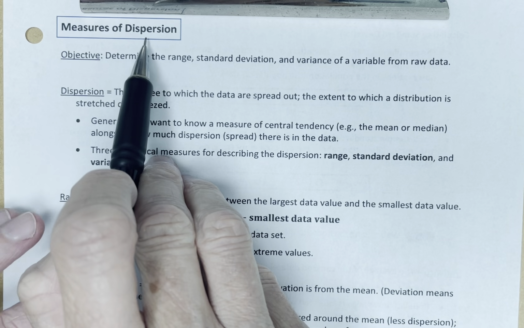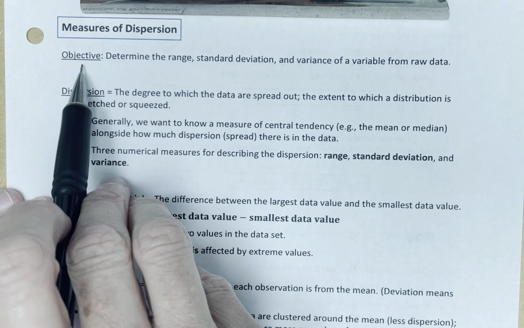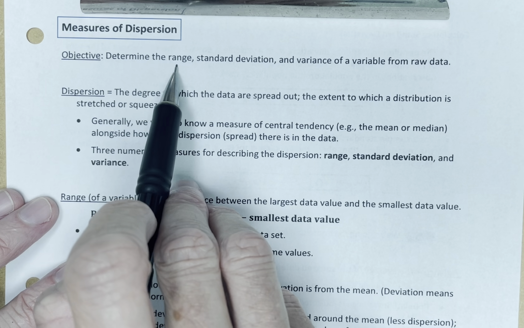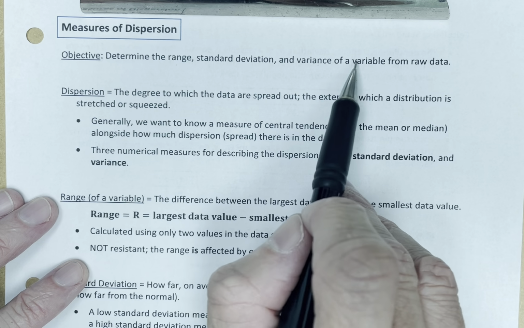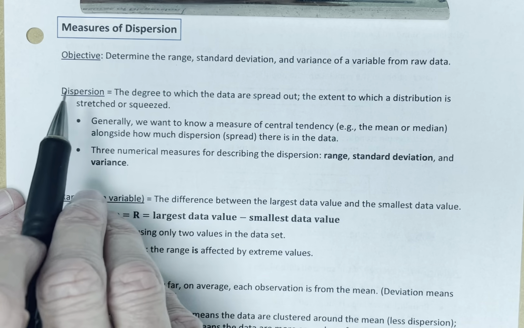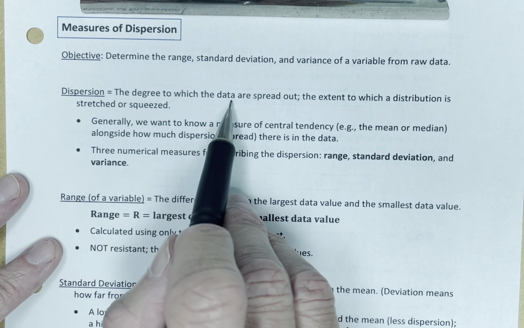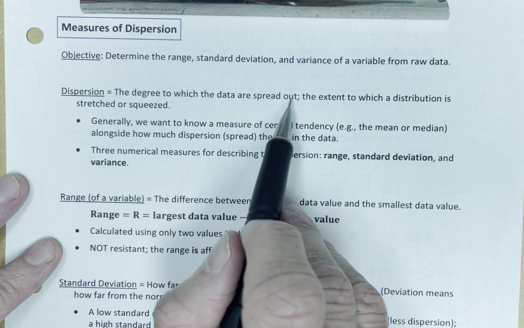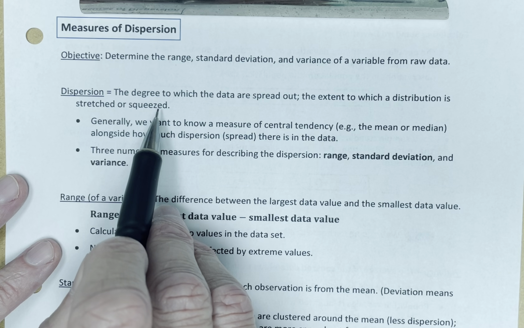Measures of dispersion, and I hope I'm pronouncing that correctly. Our objective: determine the range, the standard deviation, and the variance of a variable from raw data. Well, first off, what is dispersion? It is the degree to which data are spread out, the extent to which a distribution is stretched or squeezed.